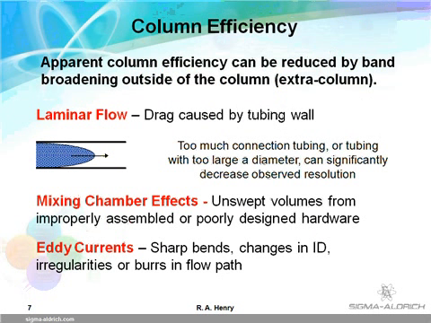Extra column dispersion is often an area where two HPLC systems differ from one another. One system will usually show higher efficiency with the same column because it has a more efficient flow path from the injector through the column to the detector.